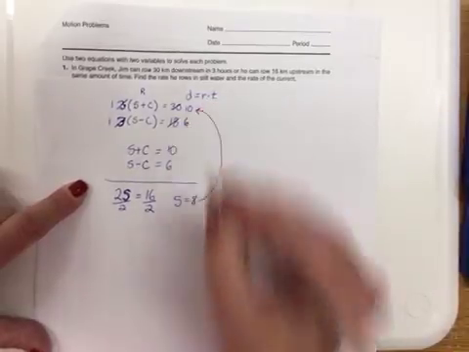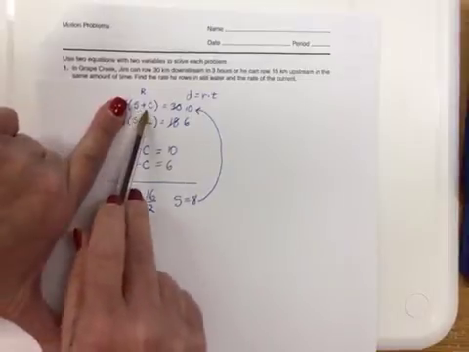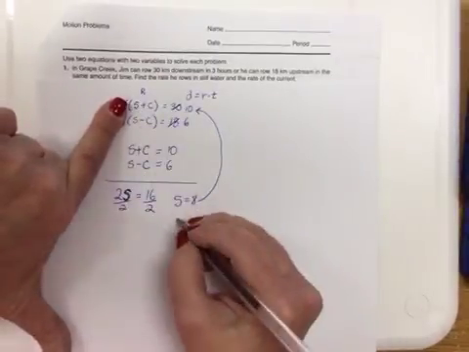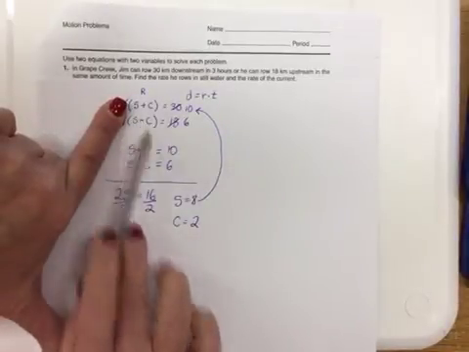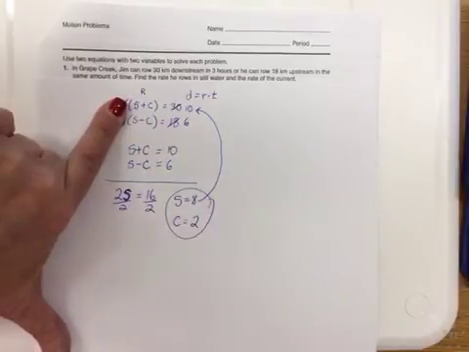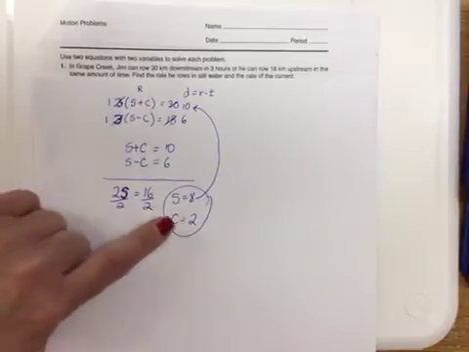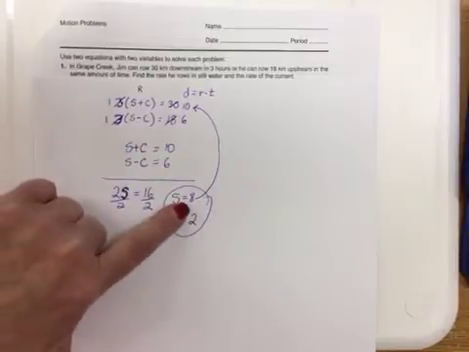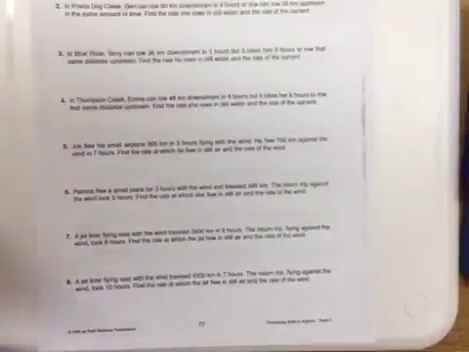It is then very easy to put this back into the equation and say 8 plus what equals 10? That must be 2. And I'm just going to double check it because I'm a nerd. 8 minus 2 does equal 6. So the current at which the river is running is 2, and the amount that they are rowing is 8.